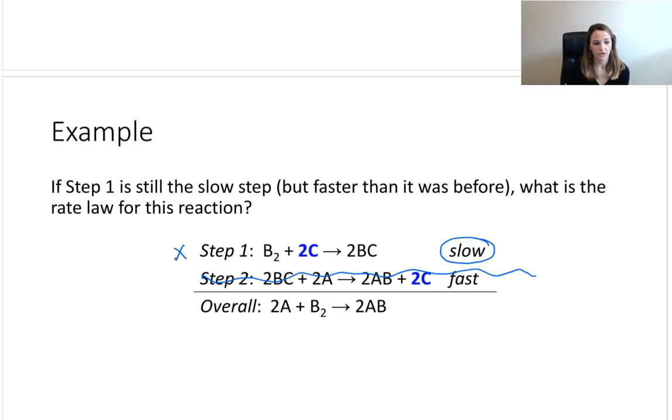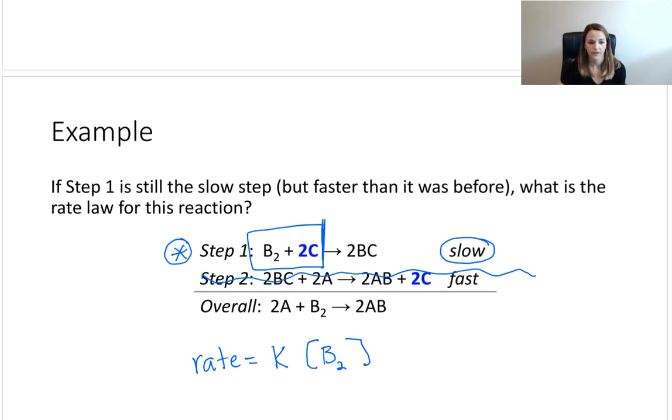Anything after the slow step is not going to be used. So now you start with your slow step and you're going to look at your reactants only. Okay, you only care about these two species. So you would write rate is equal to k, the rate constant, times B2, and then you would multiply it times the concentration of C.